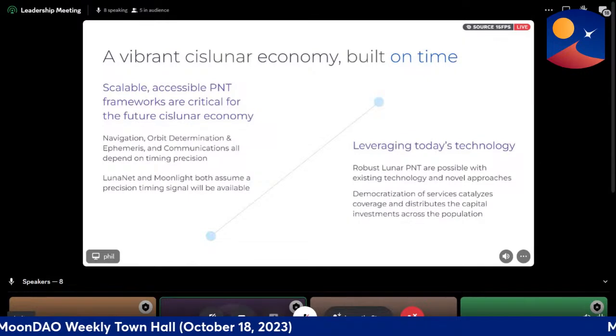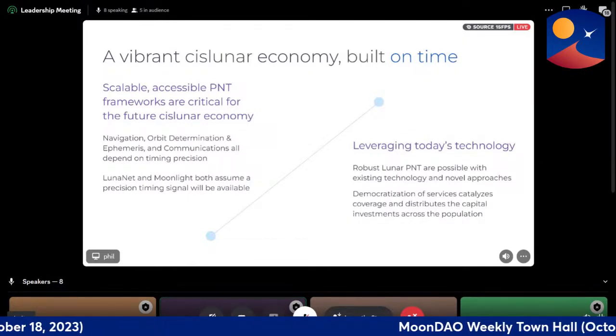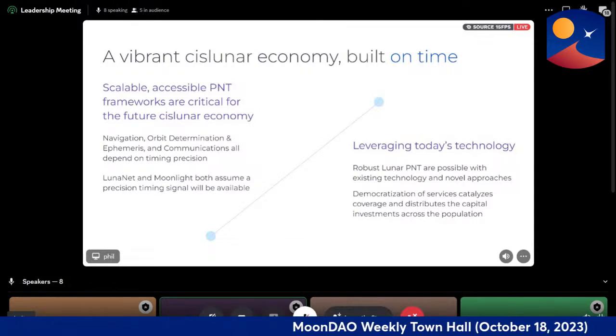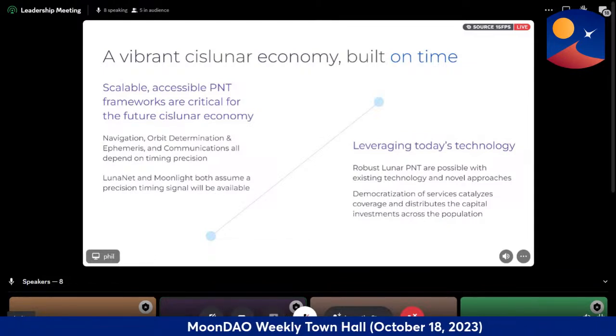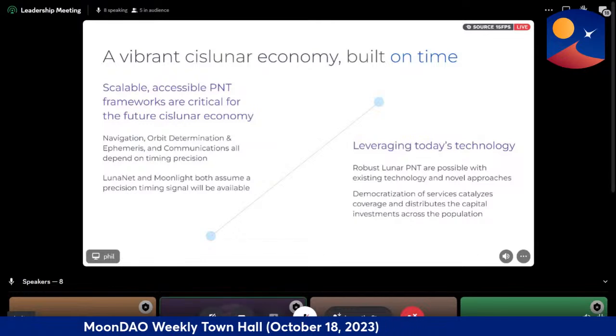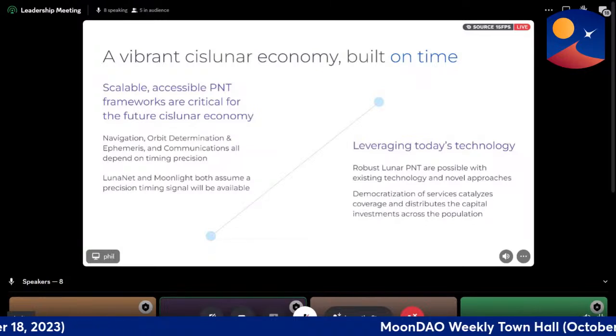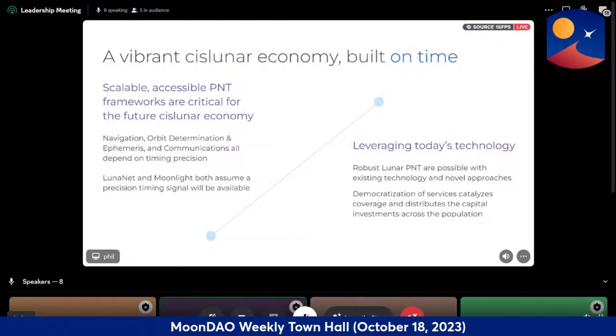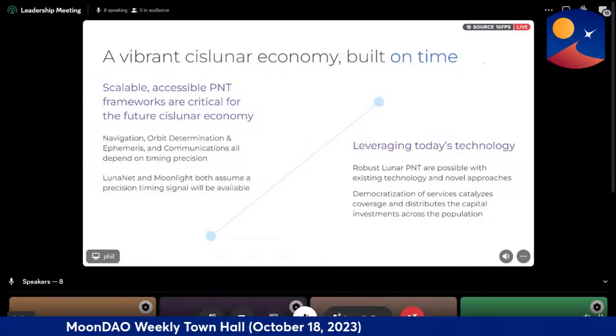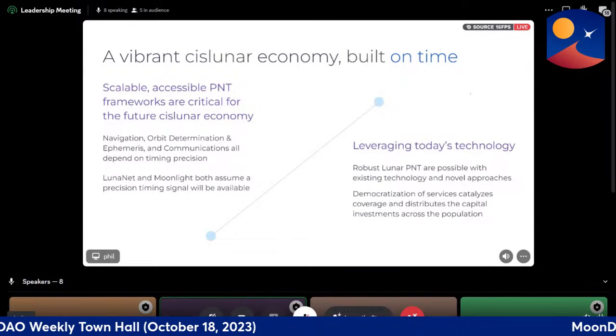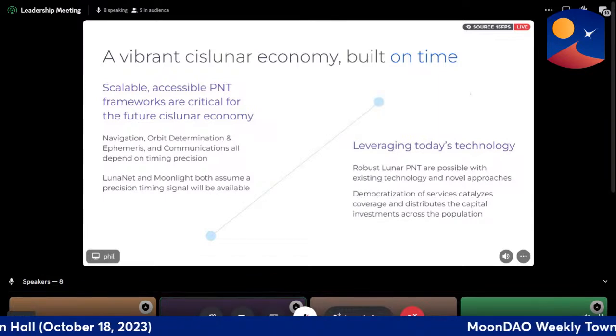The main focus of our proposal, or I guess a cornerstone of it, and all the organizations involved in writing this paper, is democratization of services. And not only does that improve access, but it also catalyzes coverage, distributes the capital investments across the population of missions that are going to the moon, basically as they go.